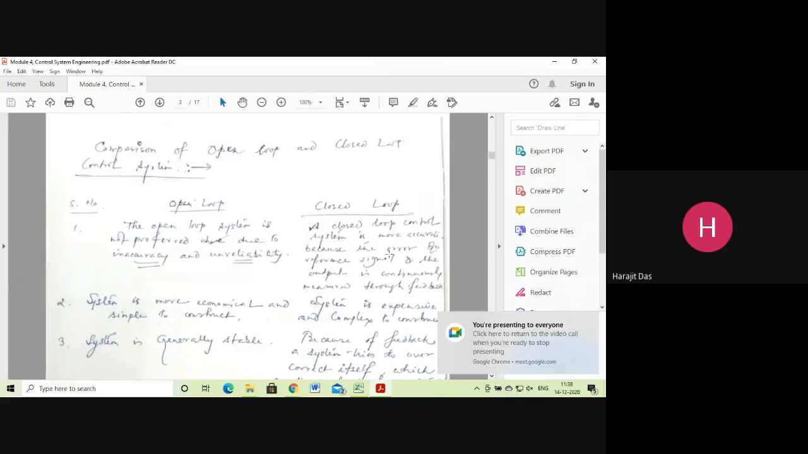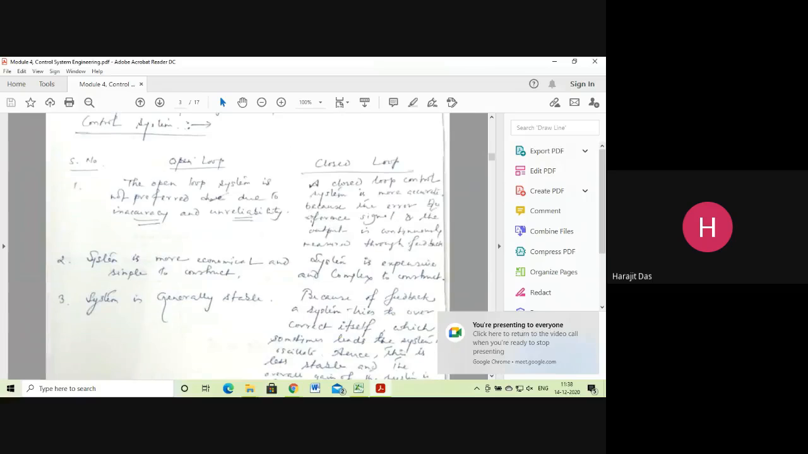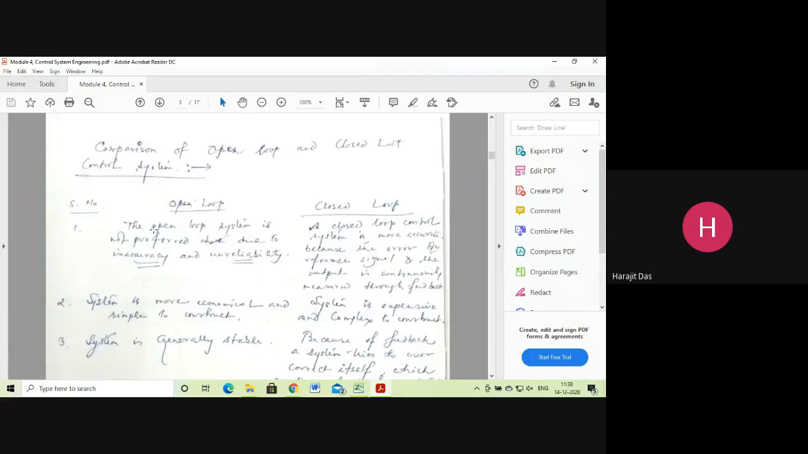Okay, so here it is, the comparison. Actually, I wrote it very fast, so I don't know whether it is understandable for you or not. It is a little bit distinct problem, but I think you won't have any problem understanding.